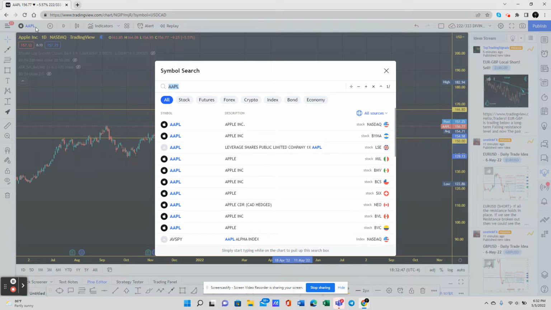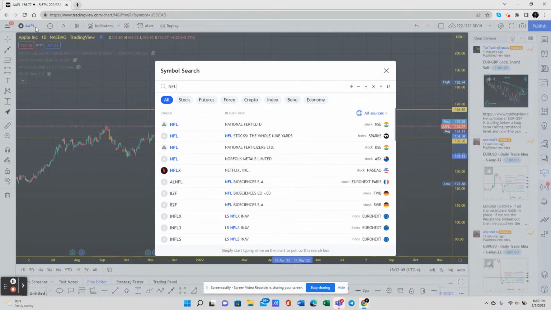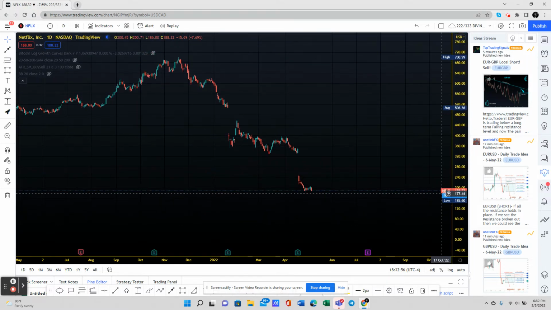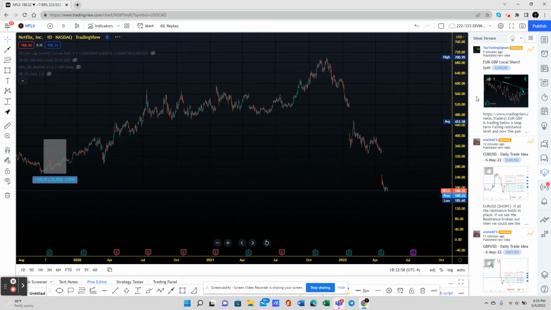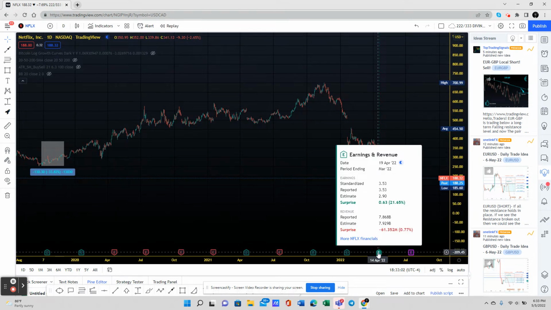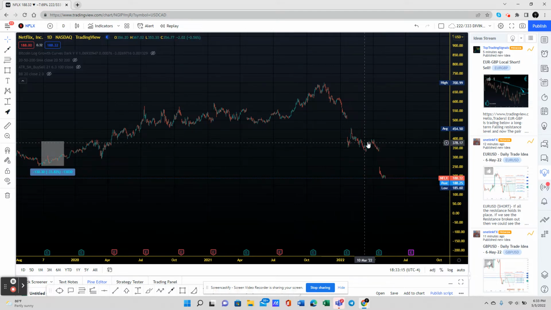So Netflix got destroyed last week. You know that for real, right? So let's see what Netflix is doing. Okay, so Netflix is just continuing to drop. Ooh, 188. And what's crazy is that they weren't that far off on their earnings. They were only 61 million short. Estimated 7.92 billion and made 7.86 billion.